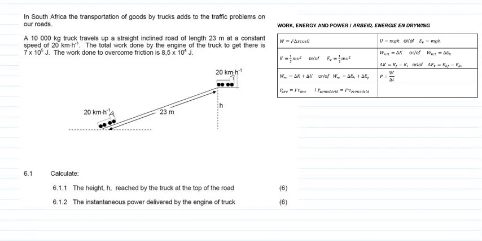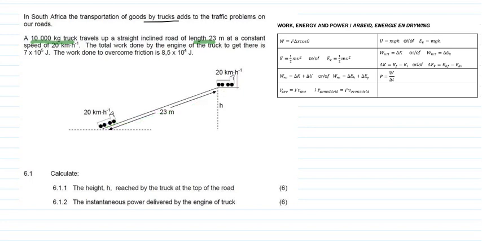In this question, we're told that in SA, the transportation of goods by trucks adds to the traffic problems on our roads. Now, a 10,000 kg truck is traveling up a straight inclined road of length 23 meters, as you can see here.